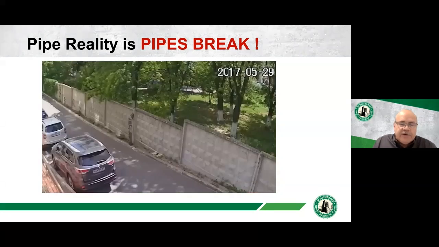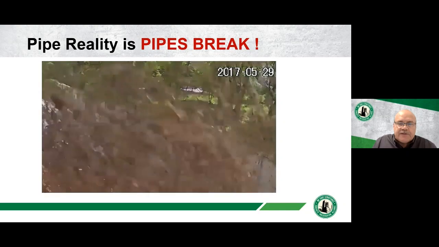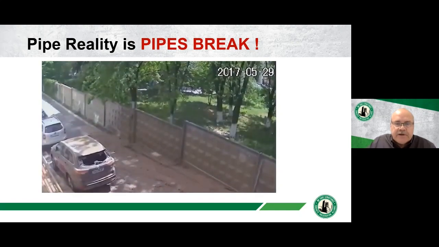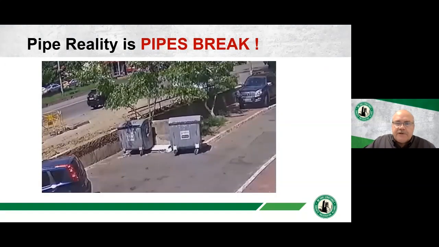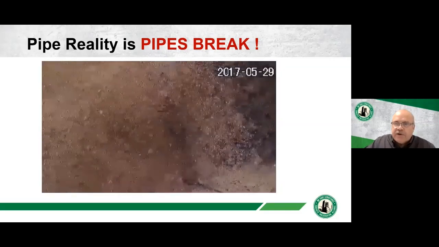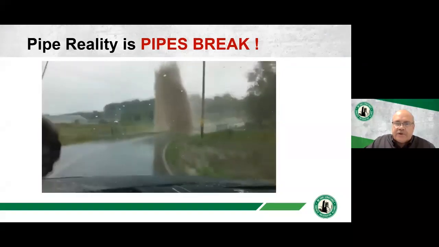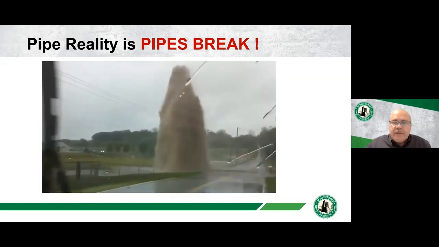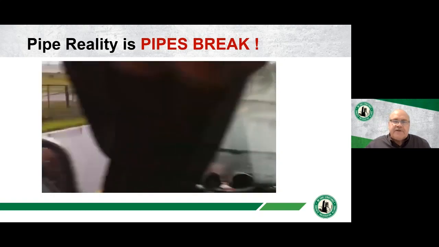That's the pressure. Here's another one on a closed circuit TV, the event, a lot of dust and mud, and then all the water flowing down the street. Here's a slow motion version. Look at the power of that explosion. That's the pressure that these systems are under. They happen in urban environments and they happen in rural environments.